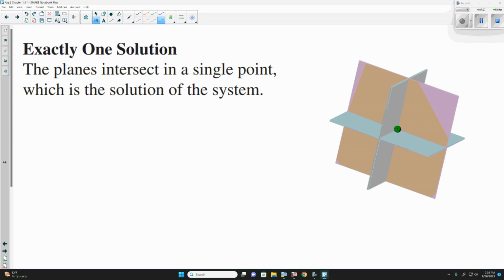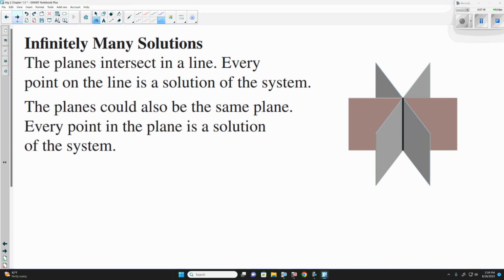And where all 3 of these equations cross is our point or our solution. And this is one of the setups. We can have exactly one solution where all 3 cross, where all 3 equations are true. Or we can have infinitely many. There's going to be a line or plane where it's true. And here, every point on that line is true.